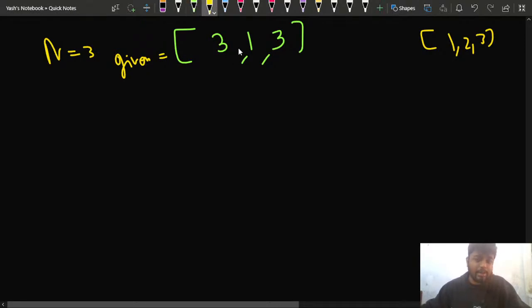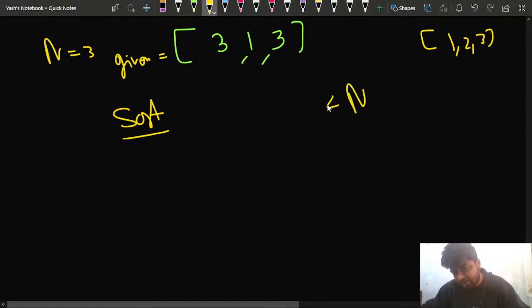Now if you have been given this particular array, one of the things you can easily do is sort the array. Since every arr[i] is lying between the range 1 to n, sorting the array will help.